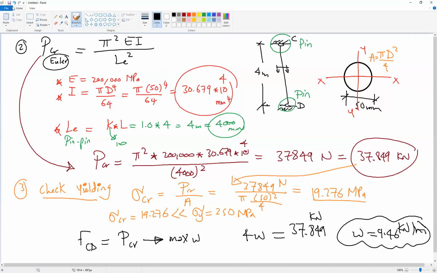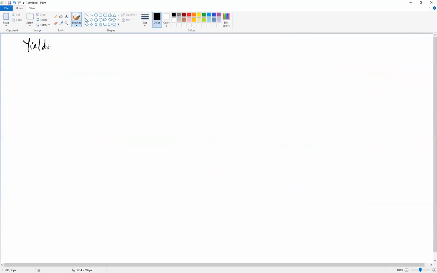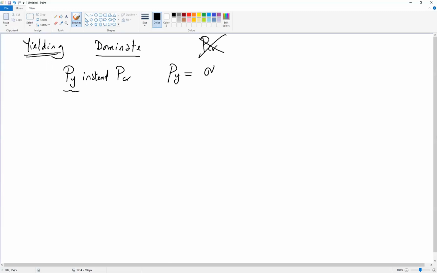Okay, so just for your question, if this fails due to yielding, so yielding is dominating. So no, we don't use the critical load here because it has no meaning. So we will have P yielding instead of P critical. What is P yielding? P yielding will be equal to sigma yield multiplied by the area. Sigma yield is 250. The area is pi 50 squared divided by 4.